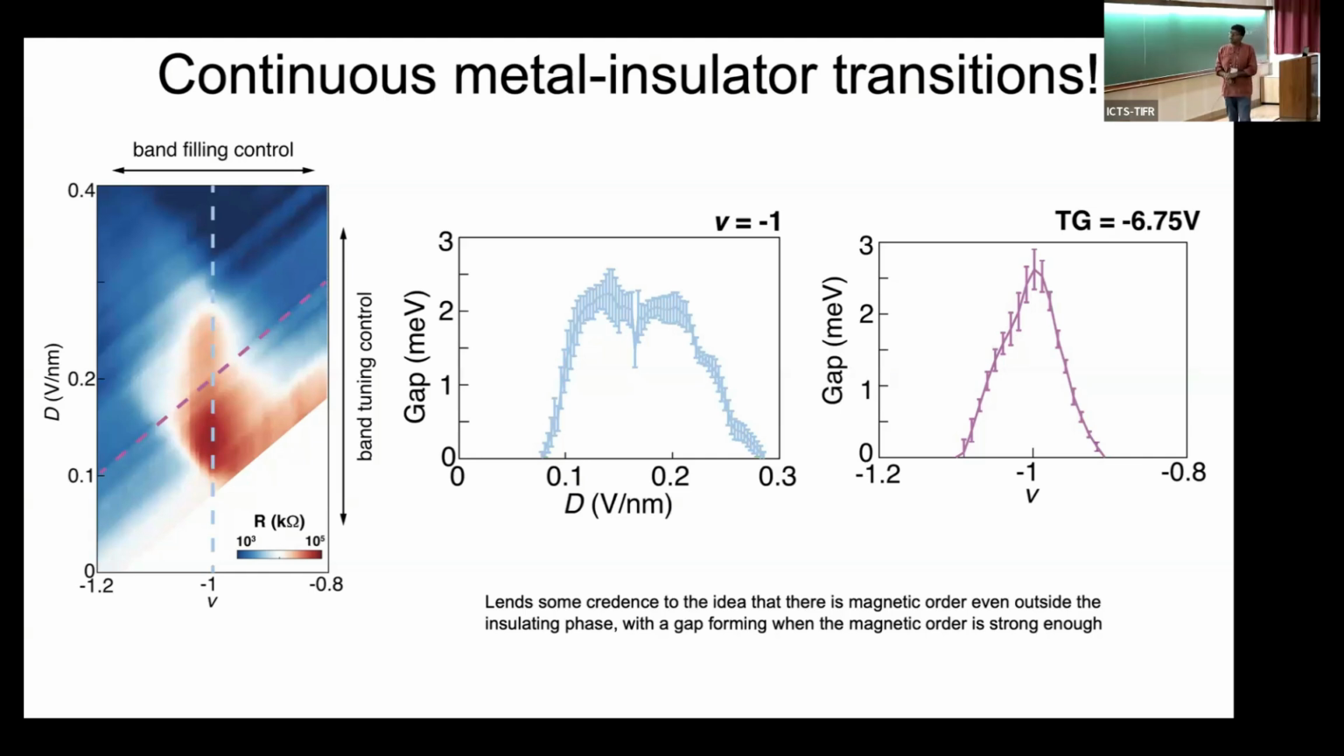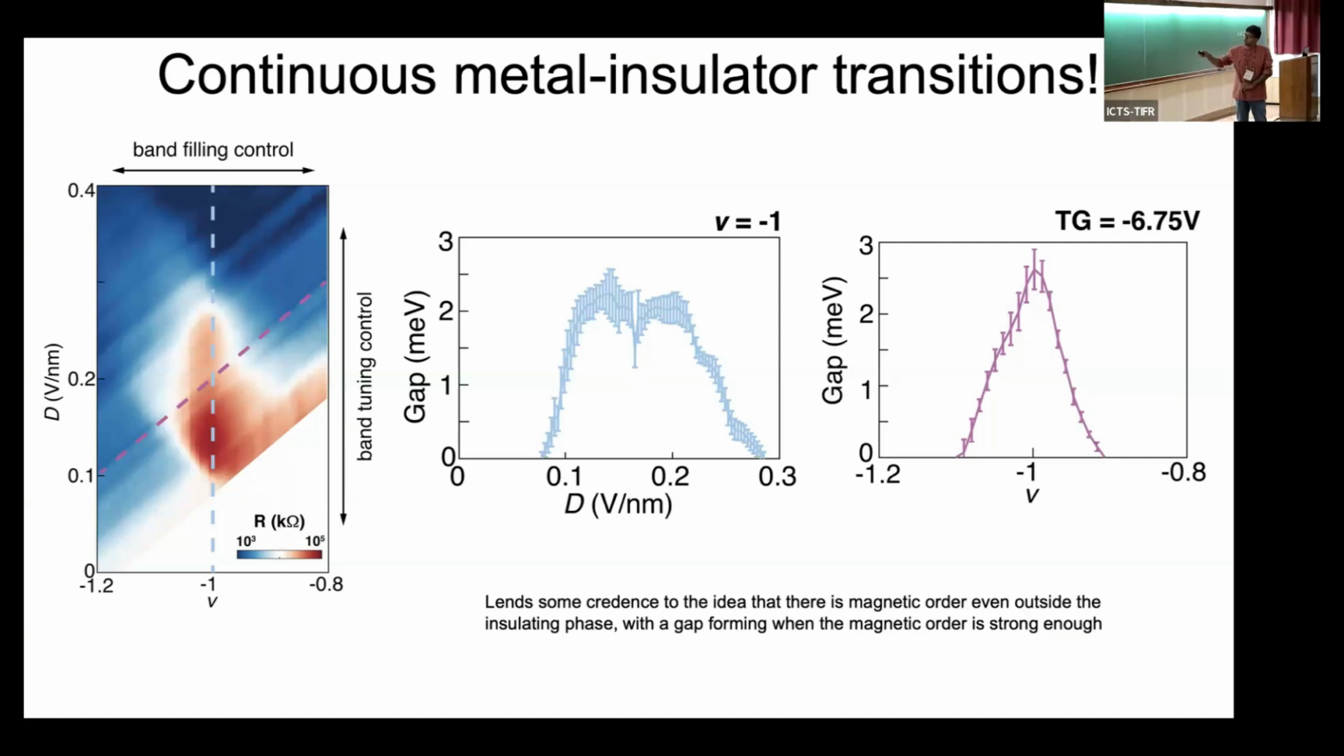Right? And this gives some sort of support for the idea that you have a continuous phase transition as you go from this insulating phase to this metallic phase. And it sort of fits in with the theory that there is some magnetic order that's on this side and on this side, and the gap eventually opens when that order is strong enough. But of course, again, here, we are not directly measuring magnetism in any way.